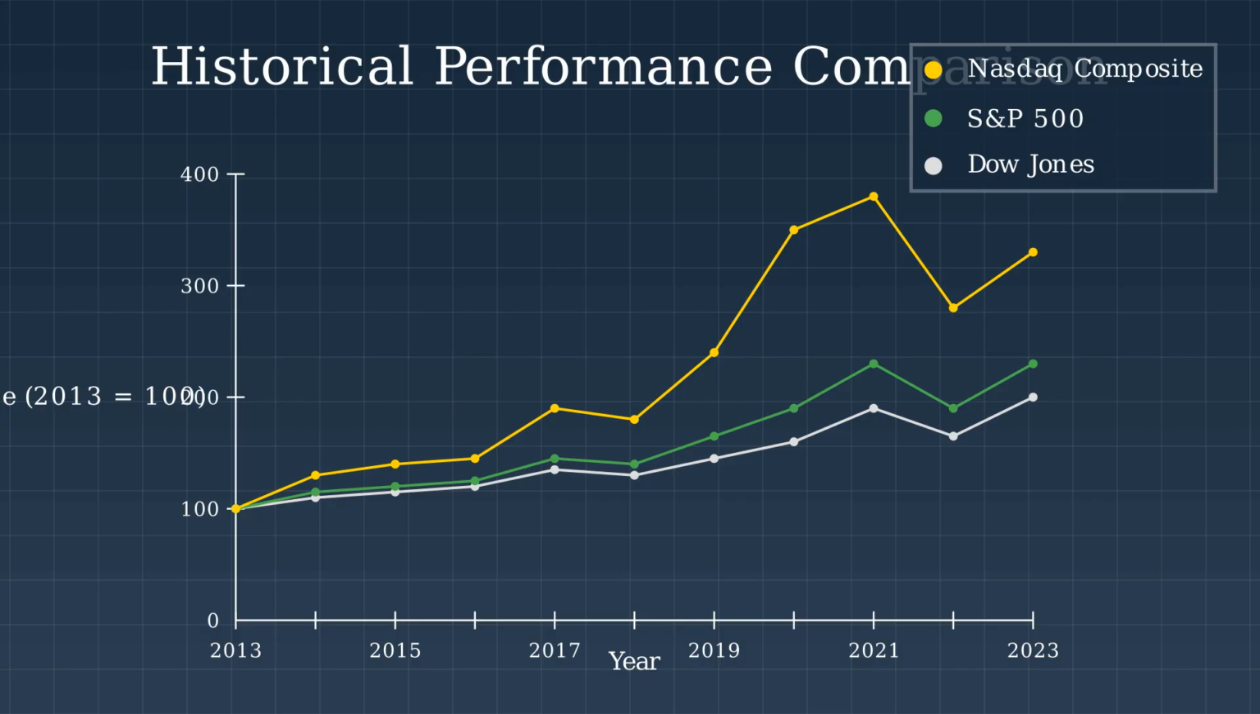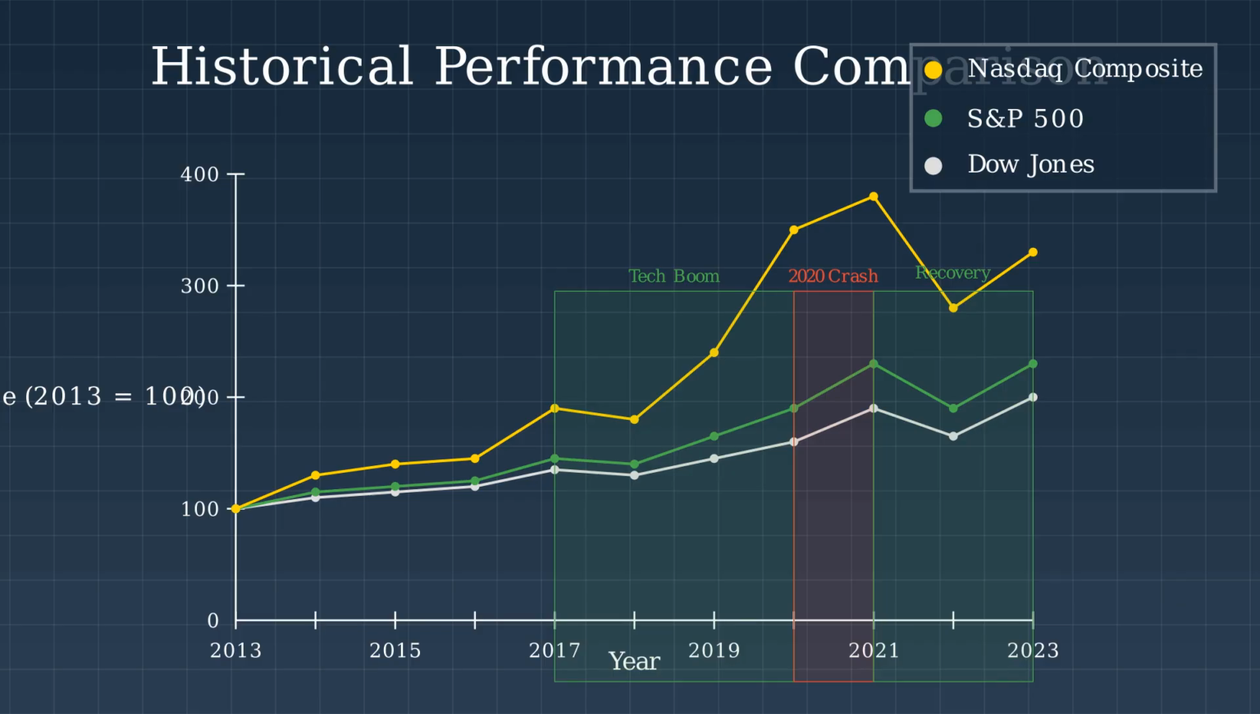By 2023, the Nasdaq had grown to approximately 330, while the S&P 500 reached 230, and the Dow Jones about 200. We can identify several significant periods that shaped this performance. From 2017 to 2020, a tech boom strongly benefited the Nasdaq. The 2020 market crash affected all indices, but the Dow Jones showed more stability, declining less dramatically than the tech-heavy Nasdaq. During the subsequent recovery, the Nasdaq and S&P 500 rebounded more strongly than the Dow, reflecting continued strength in growth-oriented sectors.